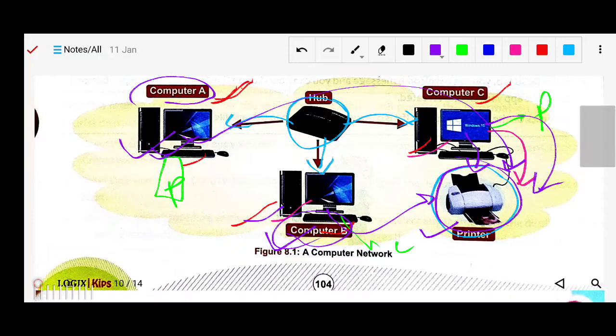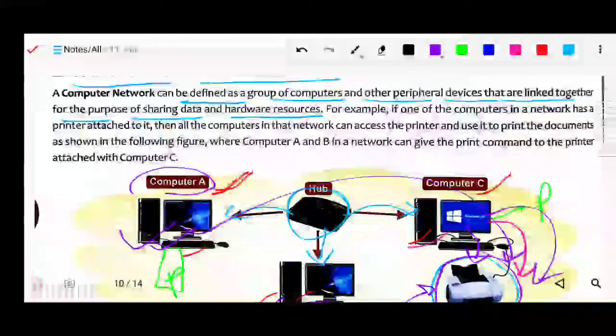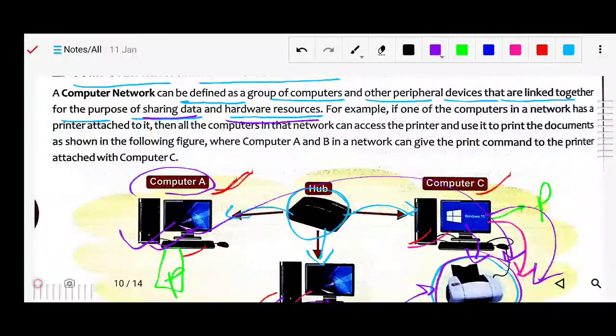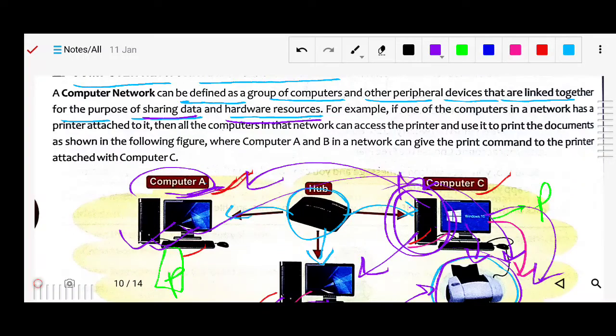So the purpose is to share data and hardware resources. Data also can be shared. Suppose we have one hard disk, and in this hard disk some data is there. If A wants this data, it can be shared with A. If it is required for B, B also can get it. So by this network we can share data and hardware resources.